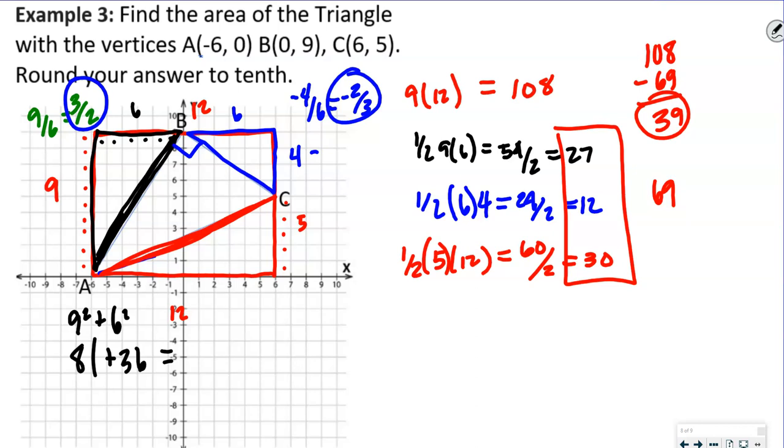I got 117. Is that right? Yeah. So this is going to be 117. So this is the square root of 117, okay? And then we're going to find the length of the blue side right here, okay?